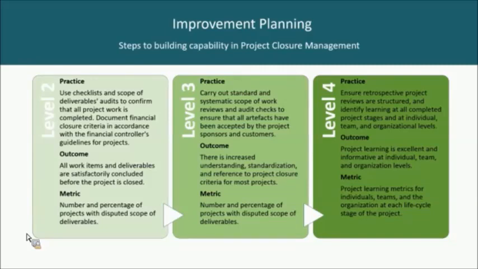And within those maturity levels, we have a series of steps that can be undertaken to improve maturity. And we call these our practices, our outcomes, and our metrics. I won't go through everything that's on the screen here, but I'm going to pick one critical capability building block to focus on. In this case, it's project closure management.